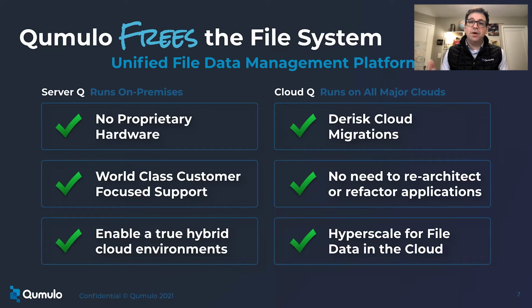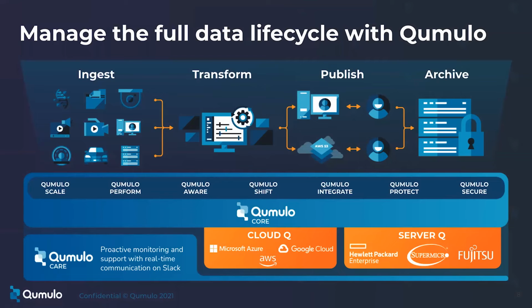So you can jump to the cloud at your pace without the big risk of the second problem, re-architecting your applications. You do not need to re-architect or refactor your applications as you use Qumulo in the public cloud. And lastly, in the public cloud, you get the same hyperscale for file data that the cloud native services provide for object, which enables you to take your entire data estate when you're ready and move it natively into the public cloud. So what is Qumulo?